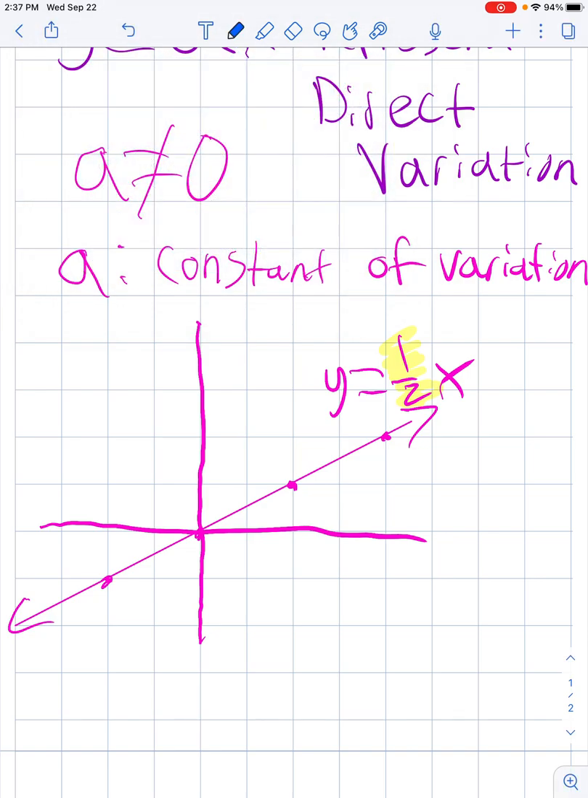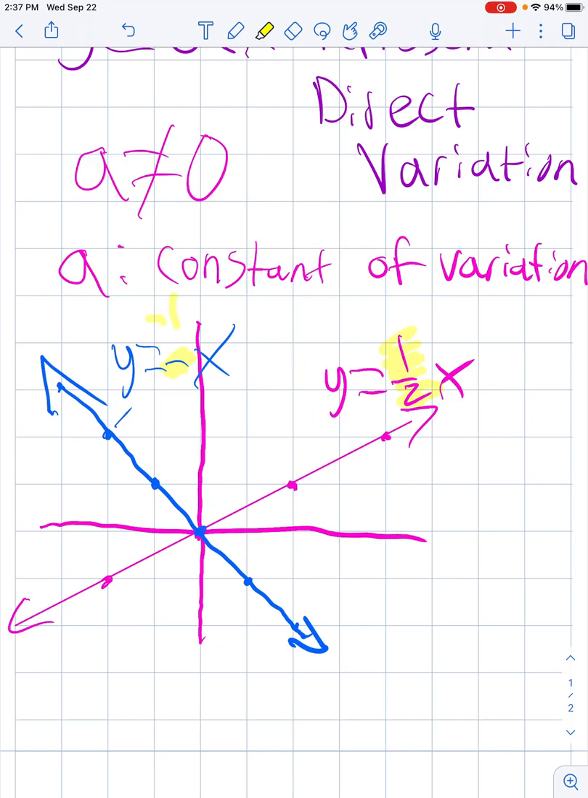In a similar but slightly different example, we might have something like y equals negative x. Didn't make the straight line for me. That's all right. And again, this would be y equals negative x, which, if there's no number, it's like saying -1. So my constant of variation is -1.